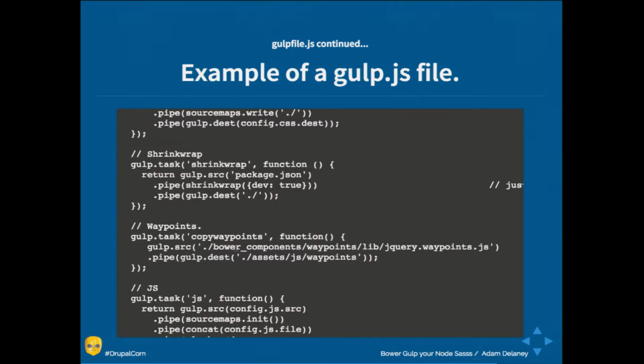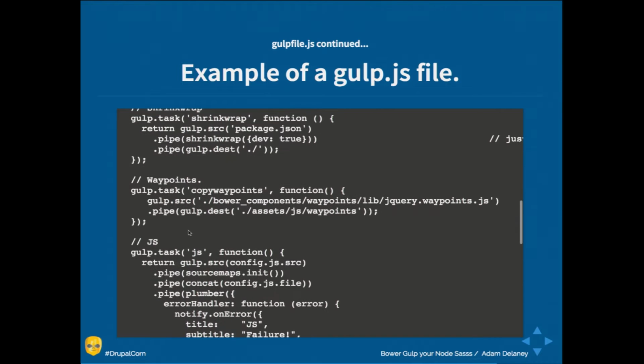This next one is a shrinkwrap task. I'm just asking it to make sure that if I install a new node module, it updates that so that everybody has the same version. Waypoints, I use waypoints in a lot of projects. I don't know if you're familiar, it's a JavaScript library, and it gives you the ability to add classes as things come into the page.